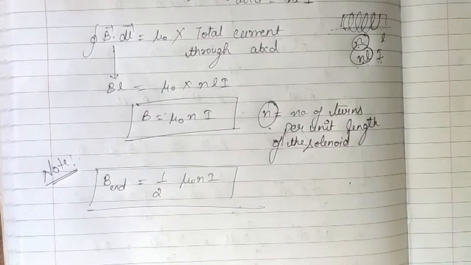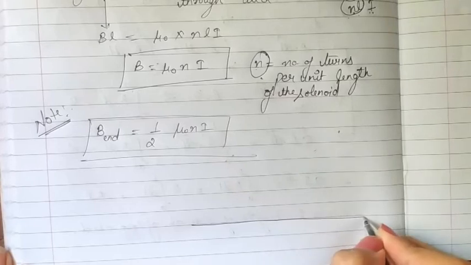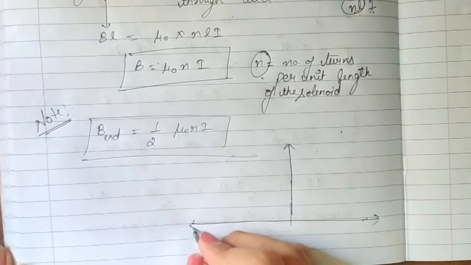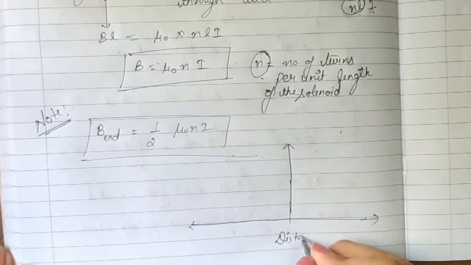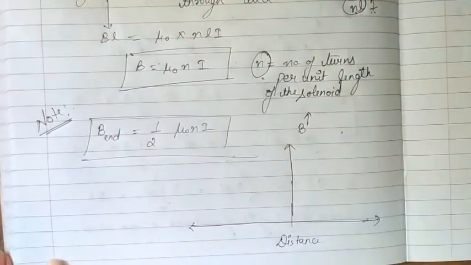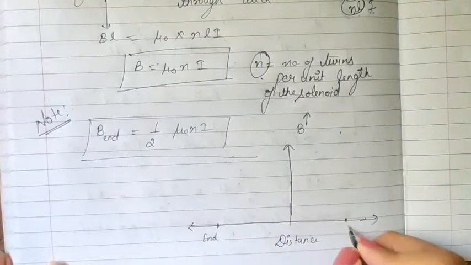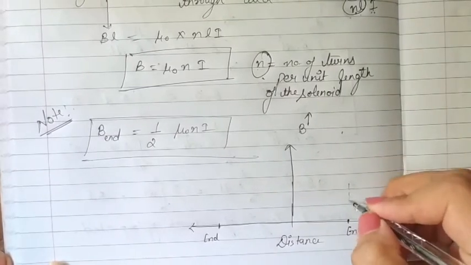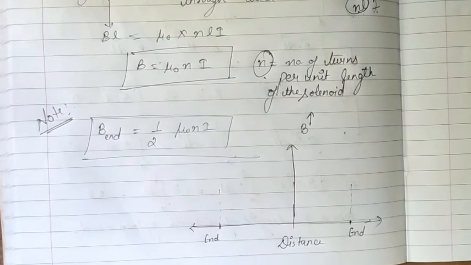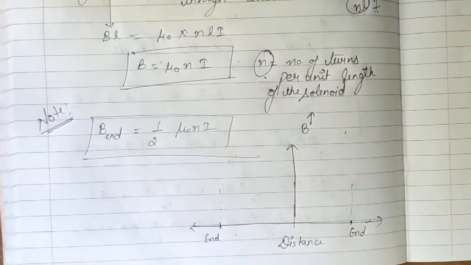If you want to show this variation in a graph, then we have to plot distance on the x-axis and magnetic field, which is dependent on the distance, on the y-axis, right? Now these are the end points of the solenoid. Suppose I am saying this is the end points of the solenoid. So at the middle we have the maximum value, and at end points this value becomes half of the value that exists in the middle of the solenoid.